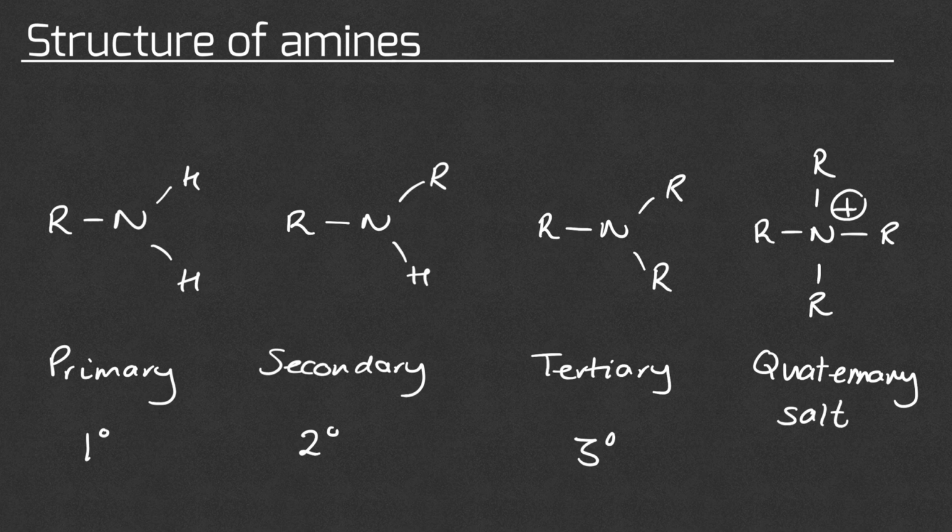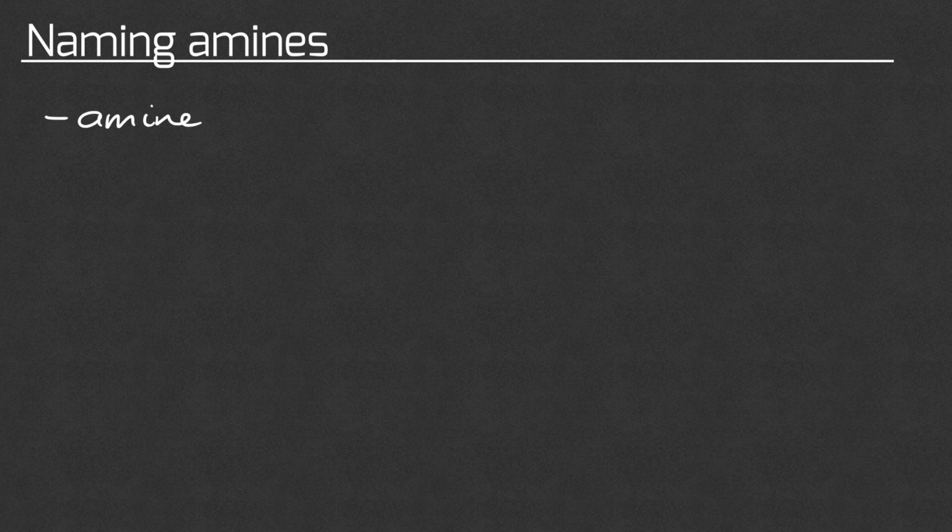A quaternary salt has four different alkyl groups attached to the nitrogen, giving it a positive charge. An amine will have the suffix amine, and a quaternary salt will have the suffix amine ion.